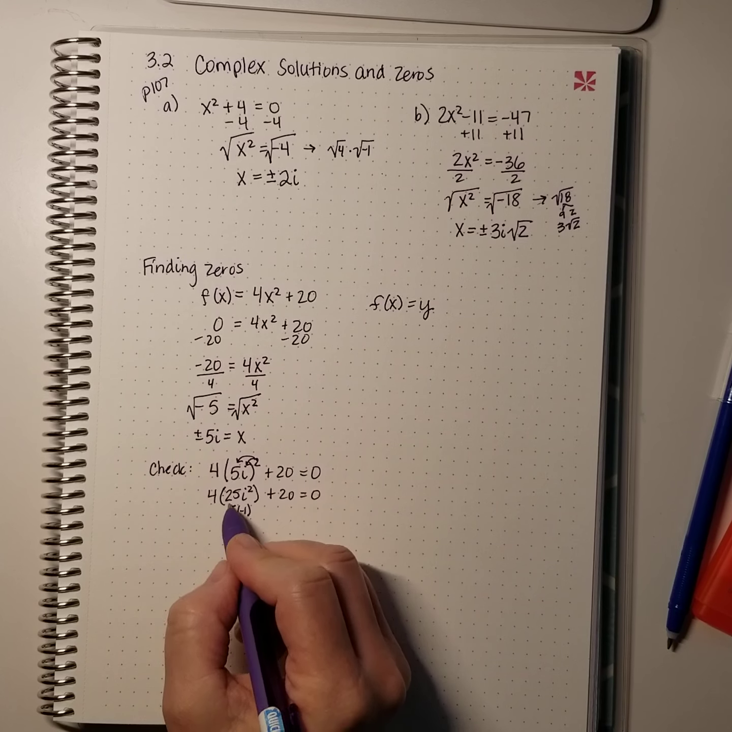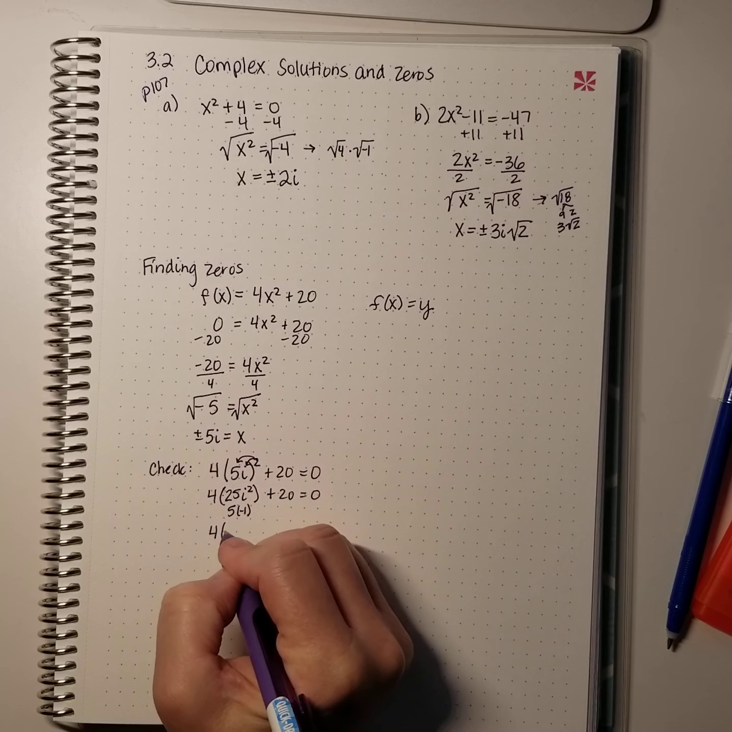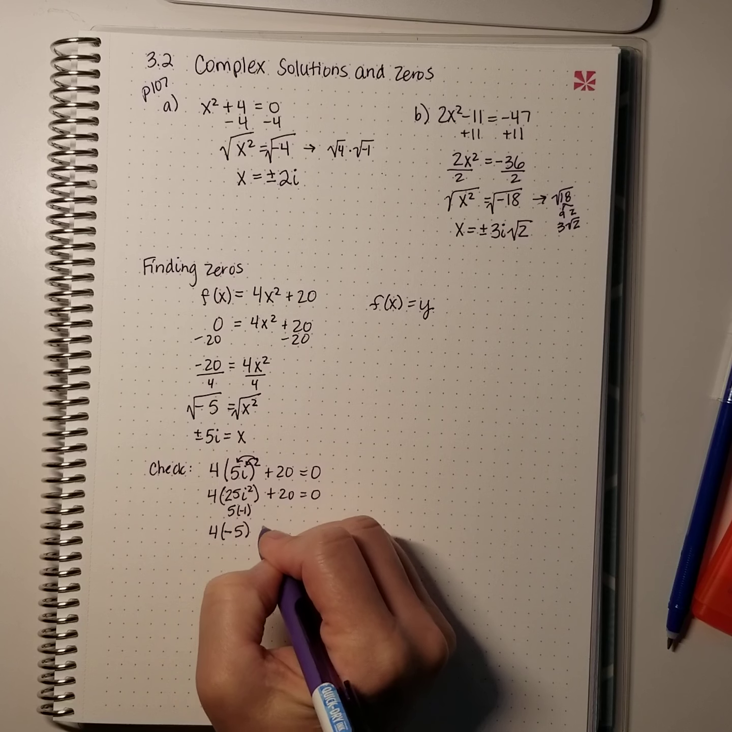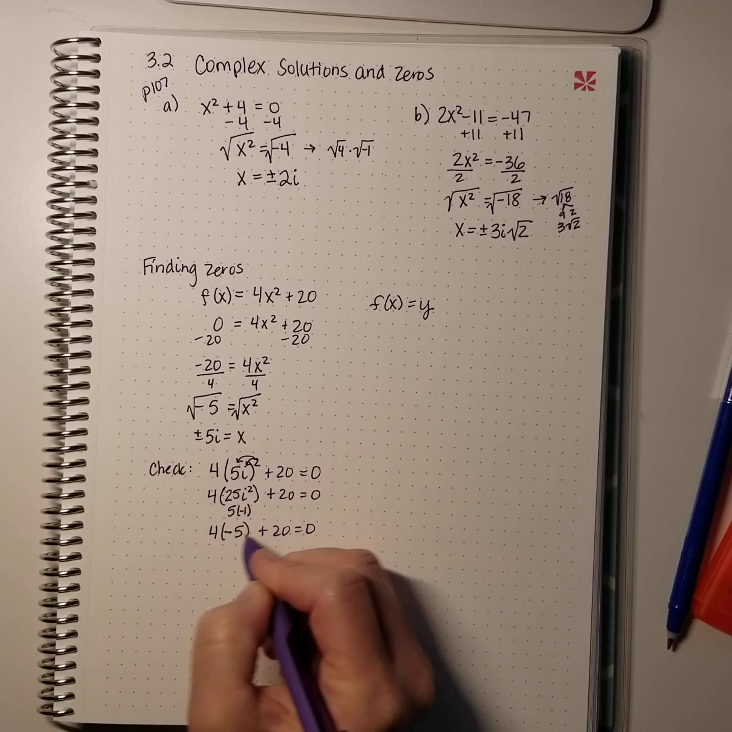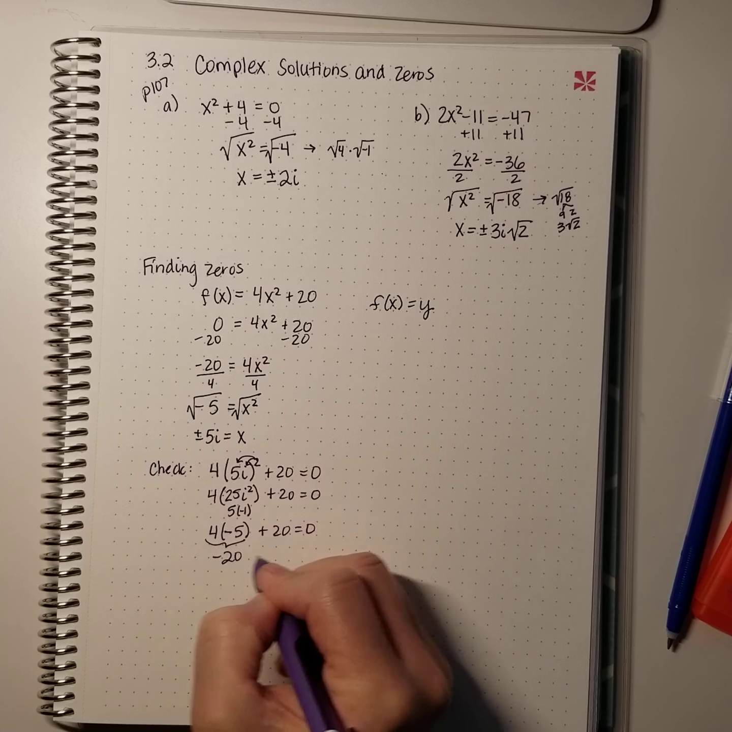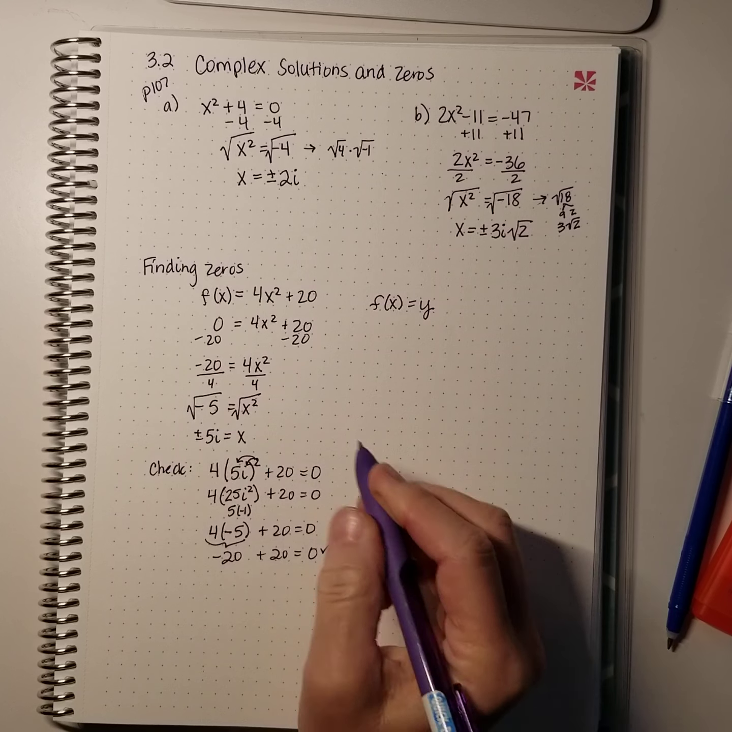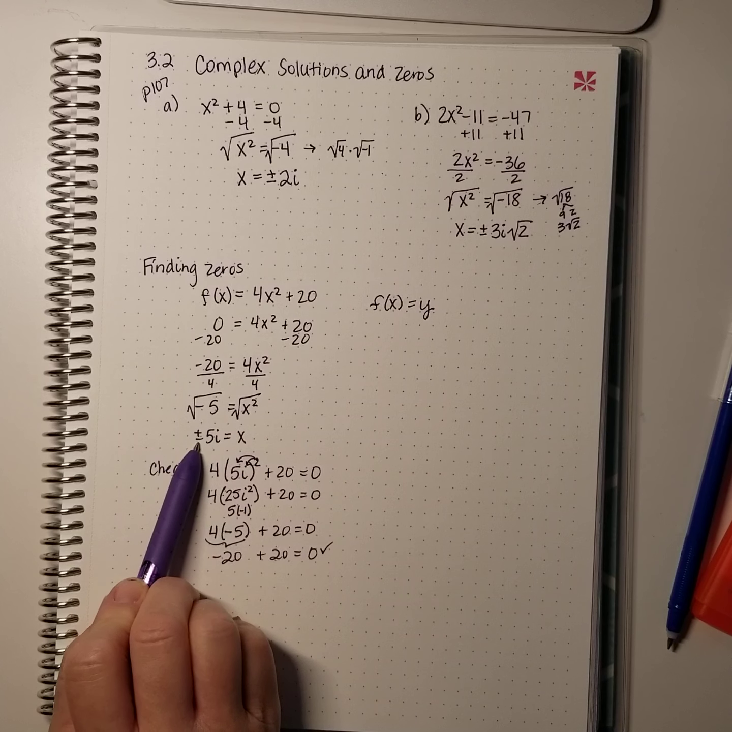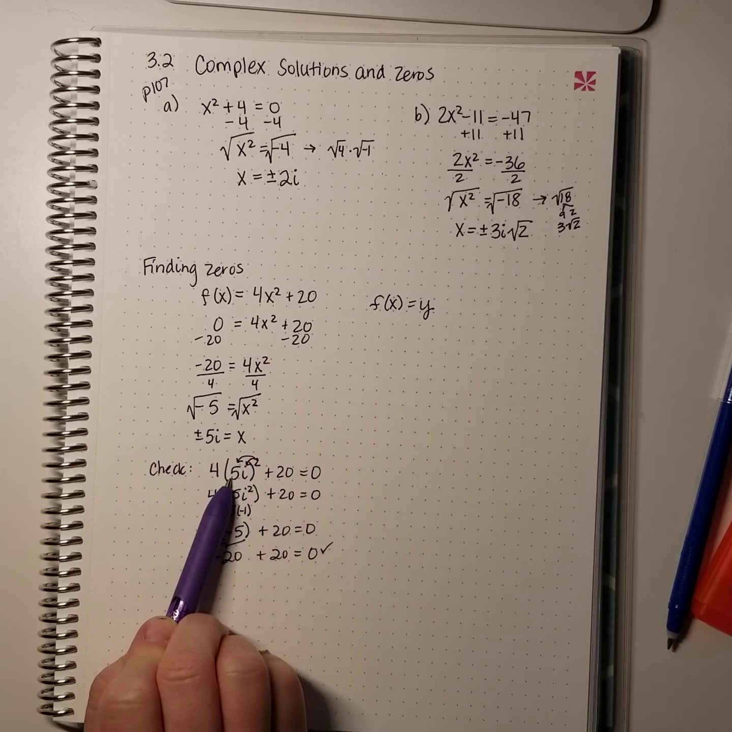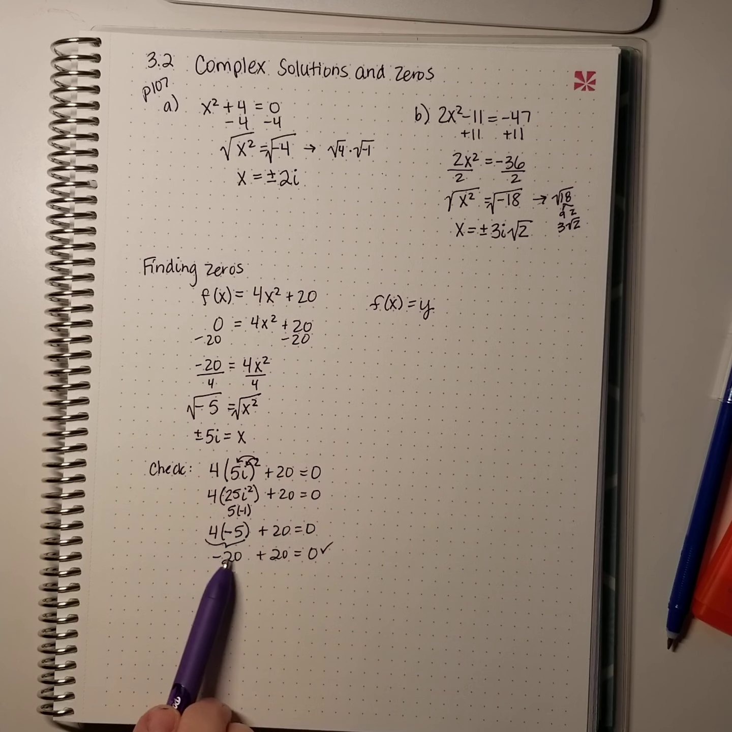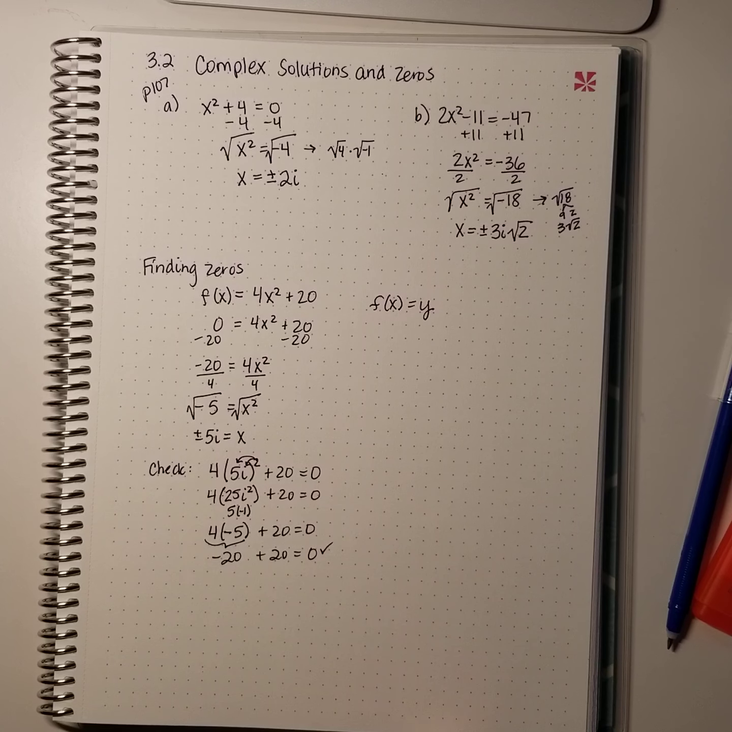This is 5 times negative 1, so we'll have 4 times negative 5 plus 20. Does that equal 0? Yes, it does, because this is negative 20 and this is positive 20, and that does indeed equal 0. You could check it with the negative 5i too, but you're going to square away that negative. This is going to become positive again, and you'll still end up with this exact same chain. And you can check it in the book on page 107.